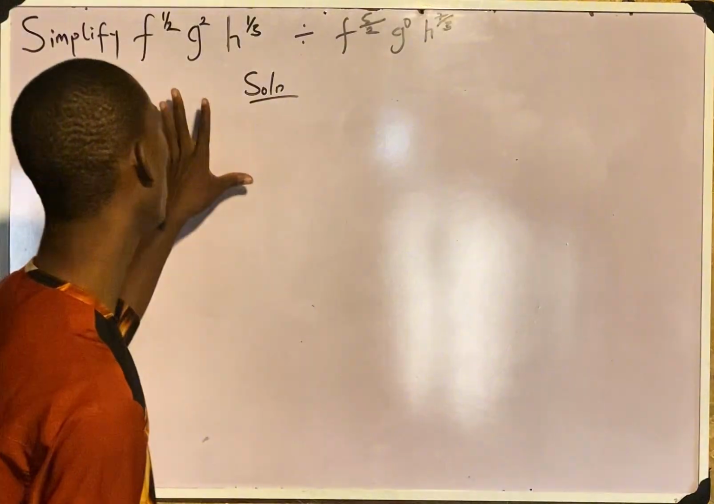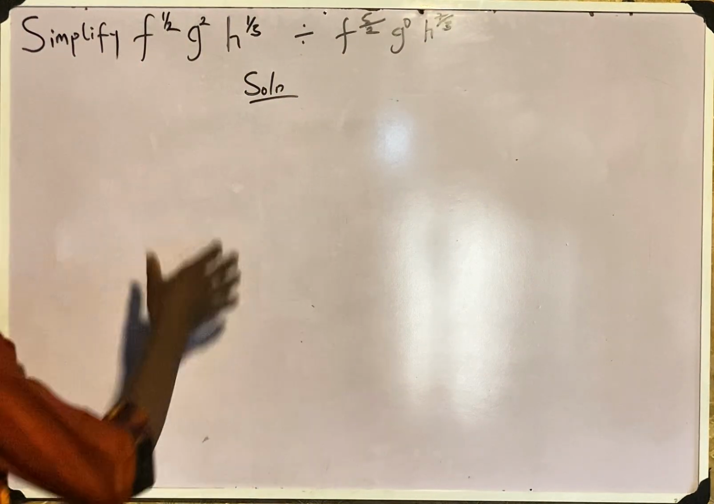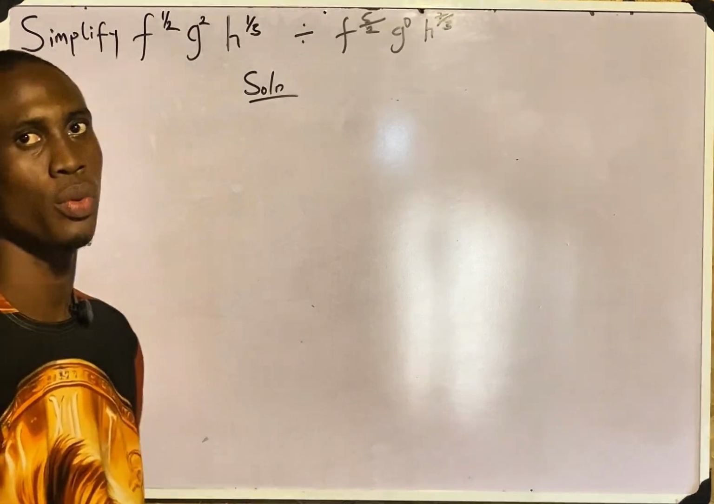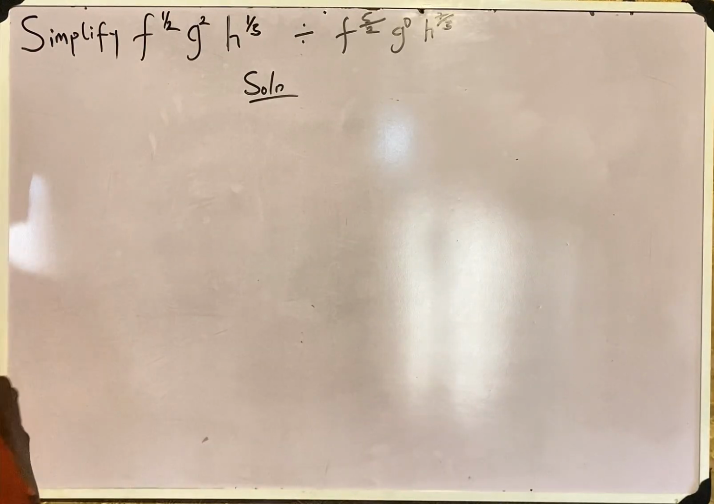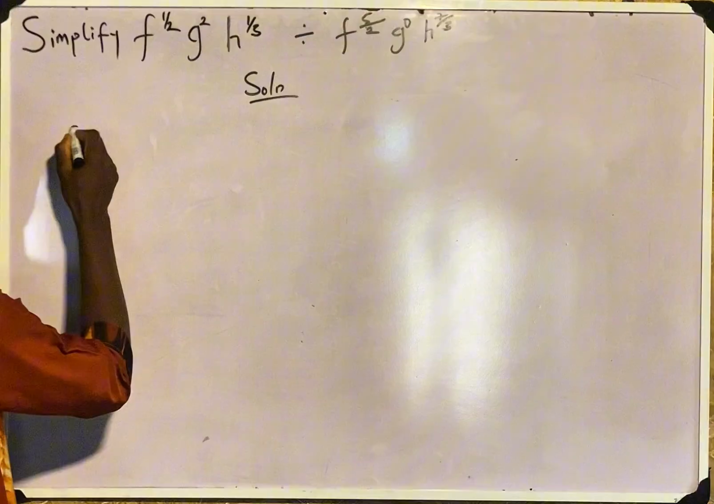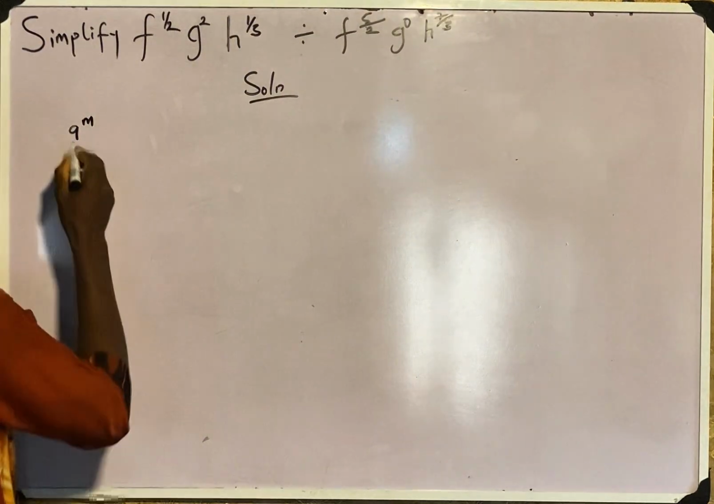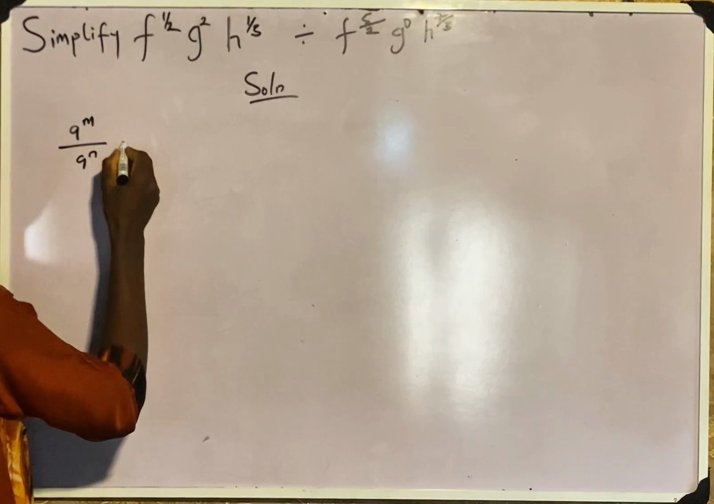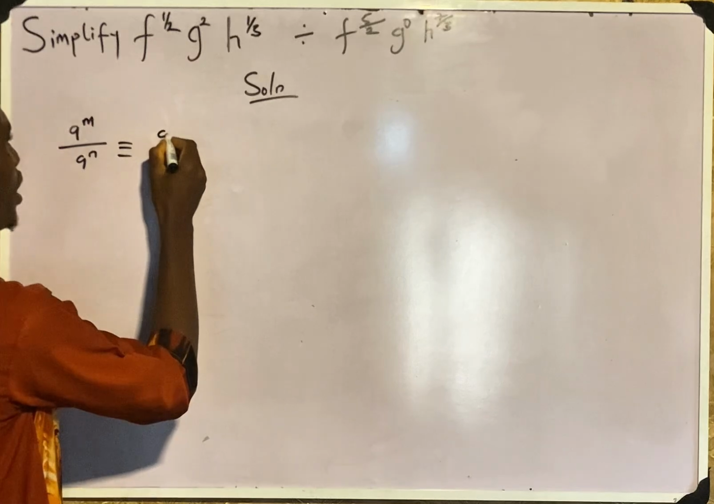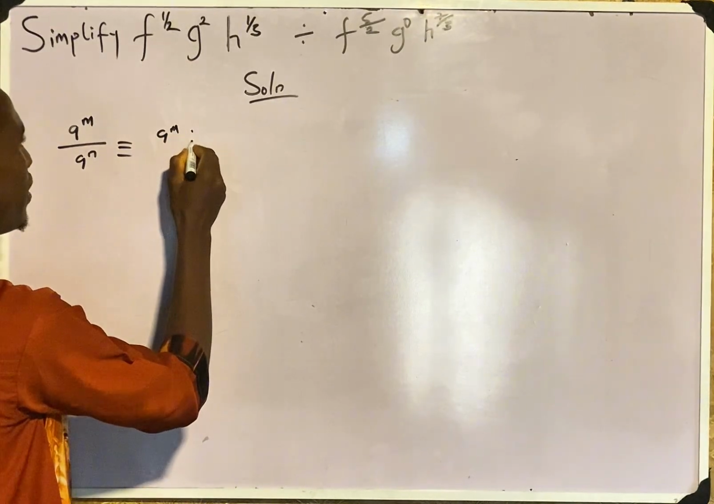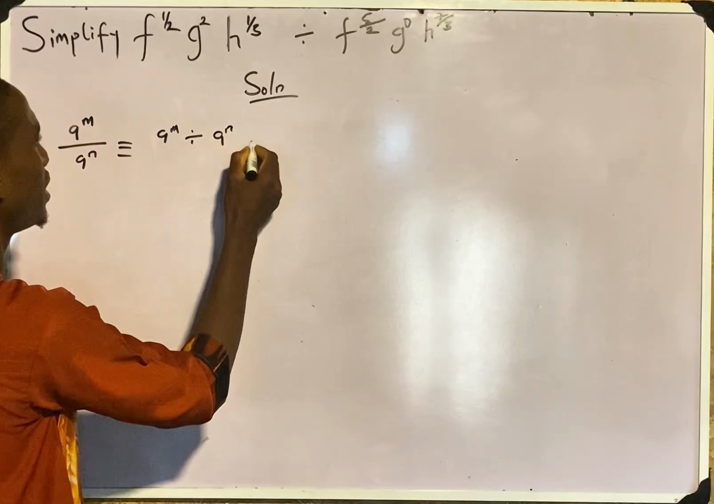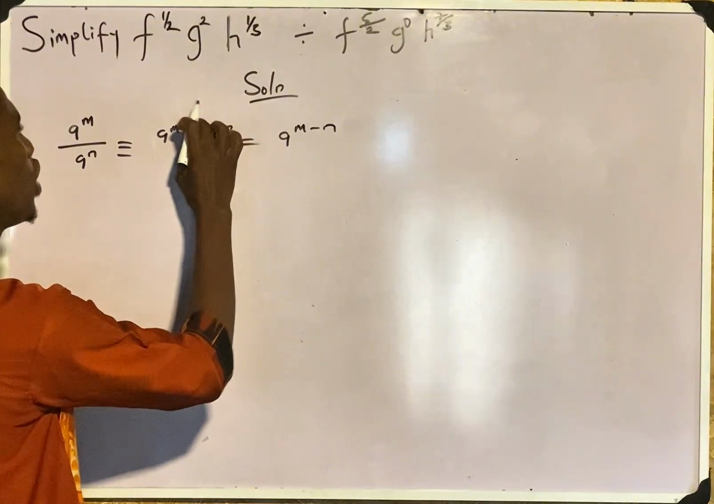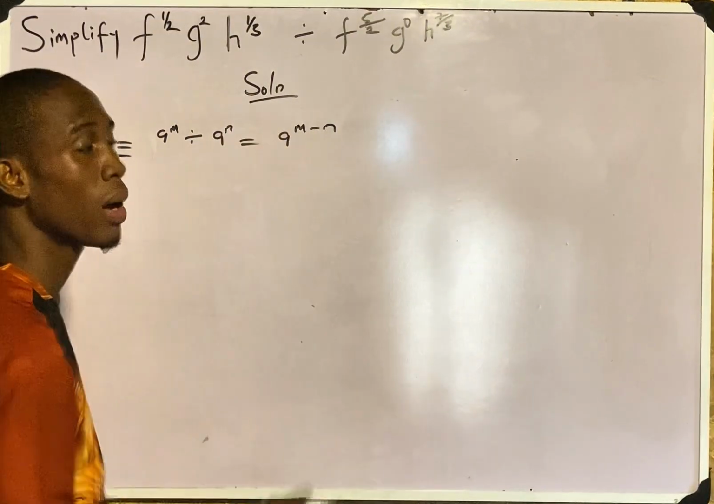So we have a question in law of indices. We're told to simplify this, and this calls to mind the division rule. The division rule states that if we have a raised to power m divided by a raised to power n, which is equivalent to a raised to power m over a raised to power n, this is equal to a raised to power m minus n. So the division will convert to subtraction in our power, right?